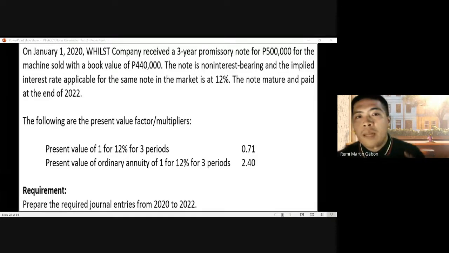So if it is 10%, we input 1.10 or 1.1. If it is 11%, we input 1.11. If it is 7%, 1.07, 8%, 1.08, and so on. Basta, it depends on the market or interest rate.